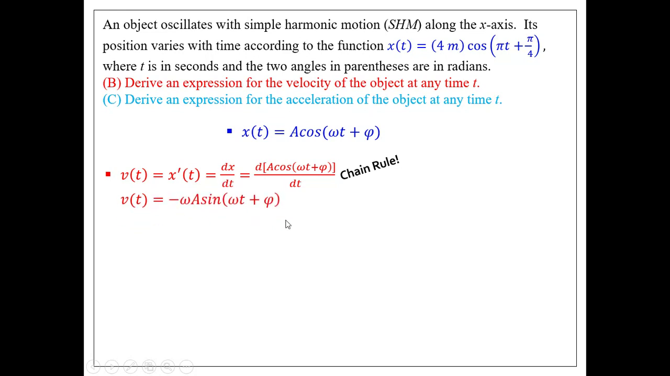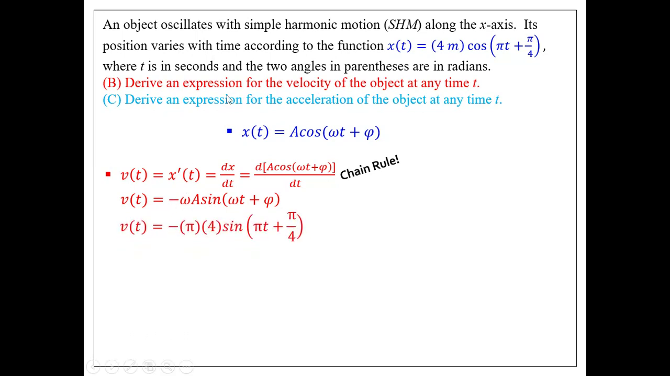Other than that, hopefully if you know chain rule, that made sense. If you don't, maybe watch a video on calculus on chain rule or something. The negative sign comes from the derivative of cosine being negative sine, and omega, once again, from taking the derivative of the stuff inside the parentheses, and sine is the derivative of cosine. Okay, so that is it.